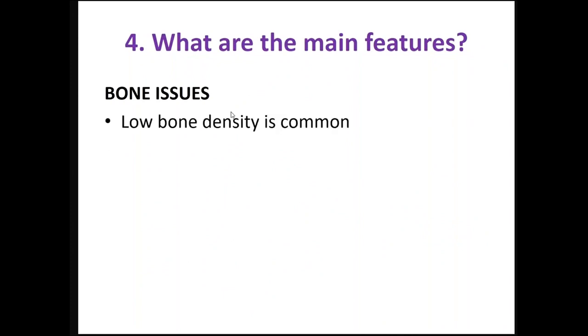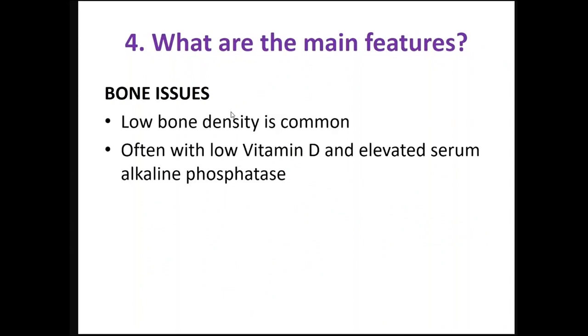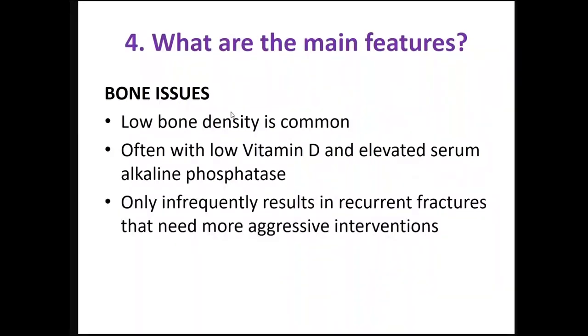As far as the bone issues, we do know that low bone density is common, often related to low vitamin D. There's a marker in the blood that we use called alkaline phosphatase that sometimes gets elevated. But the good news is that even when we document that the bone density is low, it does not correlate significantly, I would say, with having excess fractures. So the bone density often is found to be low, but that does not necessarily mean this child is going to have fractures within a certain amount of time.